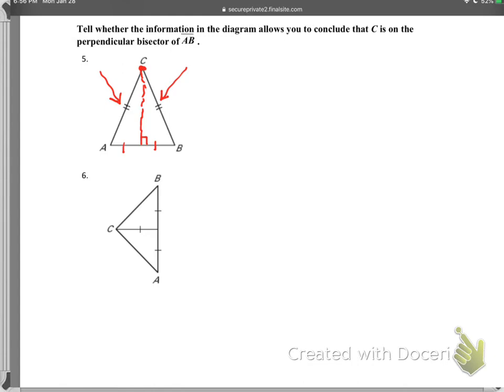The reason why I know that is if it is on a perpendicular bisector, then you get the isosceles triangle. And since we already have the isosceles triangle, point C must be on this unseen perpendicular bisector. So I would say yes. And it's yes because AC equals CB, which is the result of having C be on the perpendicular bisector. Okay, we're going to look at number 6 on the next page.